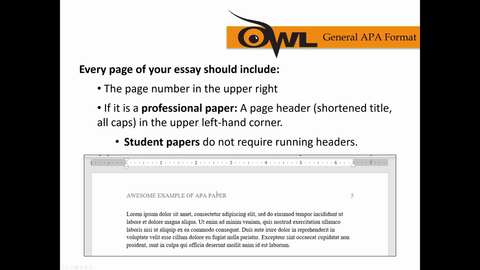So if you are a paid employee of an institution and you are publishing on behalf of them and you're a professional in your field, yes, you need a header. But APA has decided that for the 7th edition, which just came out in the fall of 2019, that student papers do not require running headers. So one less thing you need to worry about now.